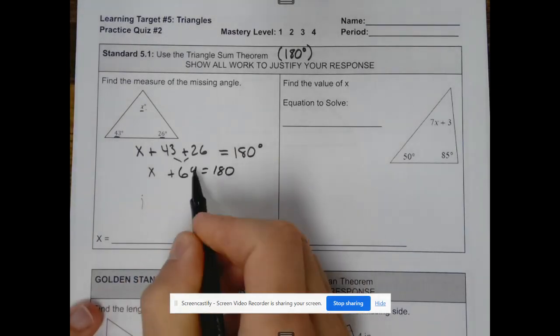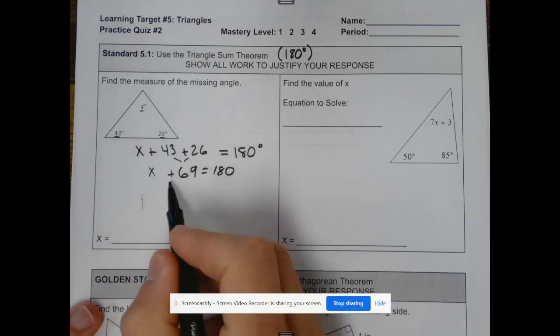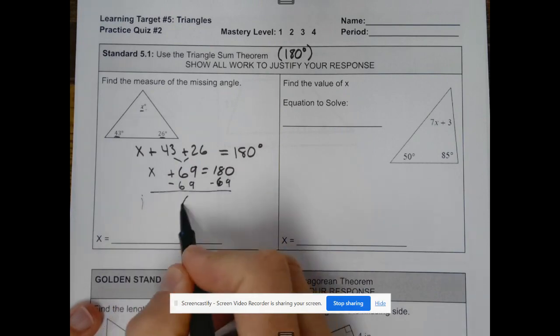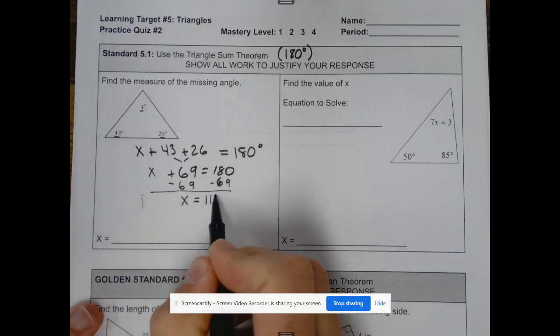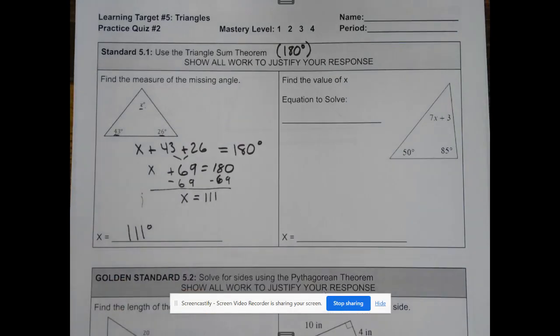We want to find the difference between 69 and 180 because that's got to be what x is. So we subtract 69 from both sides. And 180 minus 69 is 111. So x must equal 111 degrees.